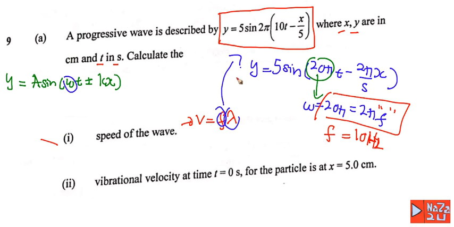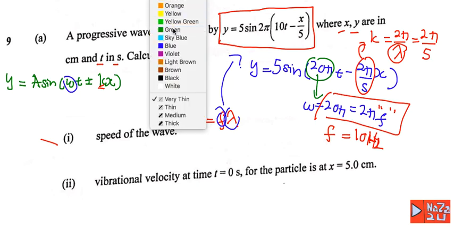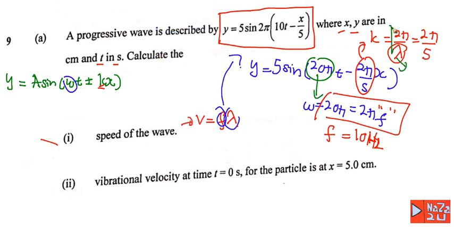So the next is, what is the value of lambda? To calculate lambda, you can use k, because k is equal to 2π over lambda, and here it is equal to 2π over 5. So now you can find the value of lambda, and lambda is equal to 5 cm.